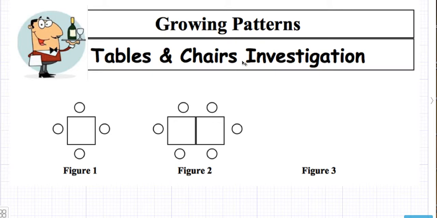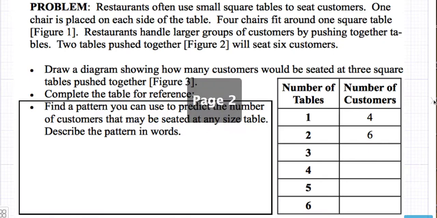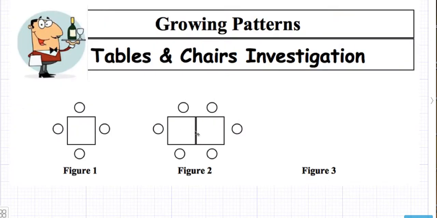So we've got growing patterns, tables and chairs. The idea here is that you have a restaurant that uses small square tables to seat customers. One chair is placed on each side of the table. 4 chairs fit around one square table. And if they want to handle bigger groups, they put tables together like a restaurant would, and then you put the seats around. So obviously you can't put the seats in between the tables because you've pushed them together.